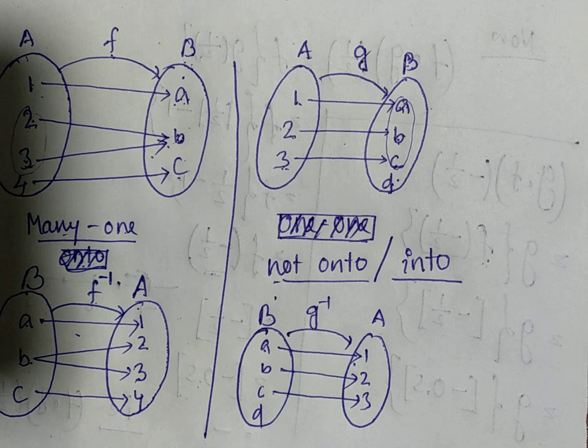So that means to have the inverse of this one, all the elements of the first set should be related.